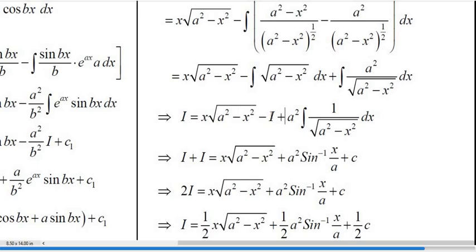Now shifting this minus I from right to left, we get I plus I, which is equal to x square root of a square minus x square plus a square. We know that the integration of 1 over square root of a square minus x square is sine inverse of x by a plus a constant of integration. I and I is 2I. This 2 is multiplying here, so we divide both sides by 2. We get I is equal to 1 by 2 x square root of a square minus x square plus 1 by 2 a square sine inverse of x by a plus 1 by 2 constant of integration.